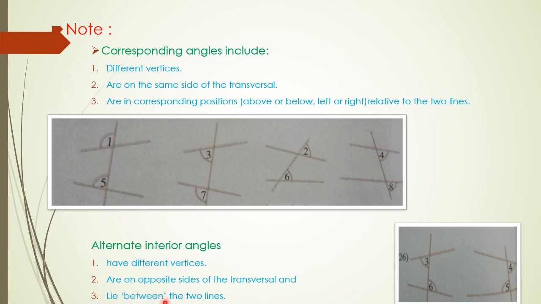Third point, they lie between the two lines. One line is here, another line is here. So they are lying between the lines, not upside or below sides. Between the two lines we have. So these are the points about alternate interior angles. I think you got the point. So angle 3 and angle 6, one pair, their vertices are different, and they are one from the left side and one from the right side of the transversal.